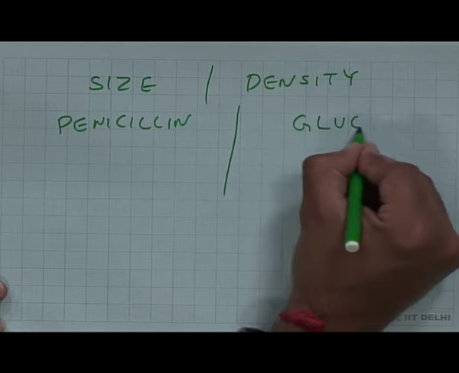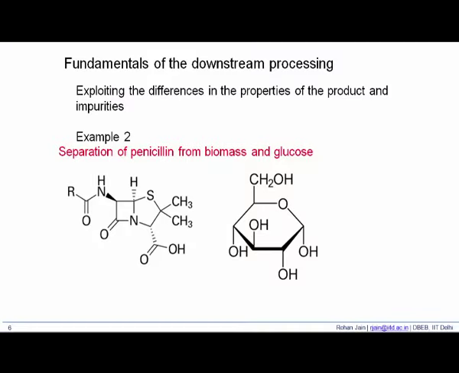Here we cannot really use it, because if you look at these molecules, on the left-hand side of the screen you see a penicillin molecule, while on the right-hand side is a glucose molecule, and you can see that there is not really much difference between the size of these two molecules. I have just made the glucose cyclic, but it is a straight chain.